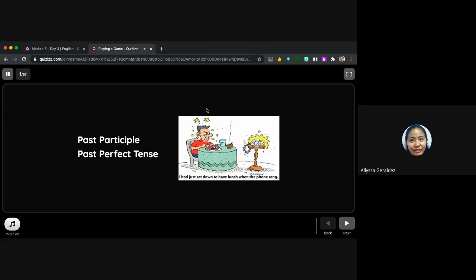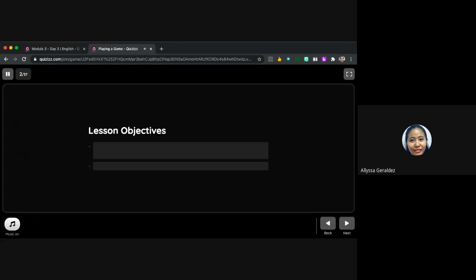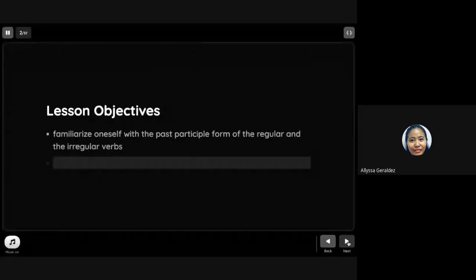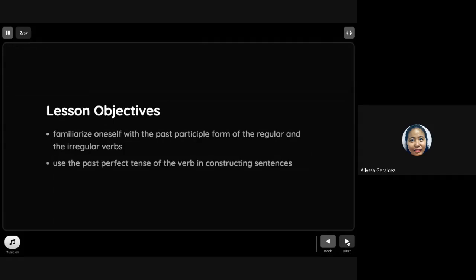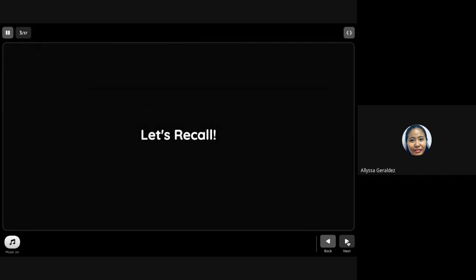Join me to uncover past participle and the past perfect tense. In the previous lesson, you were able to use the appropriate past form of the verb. It's time to check out if you are still familiar with these verbs. And for our lesson objectives, familiarize oneself with the past participle form of regular and irregular verbs, and then use the past perfect tense of the verb in constructing sentences. And then let's recall.